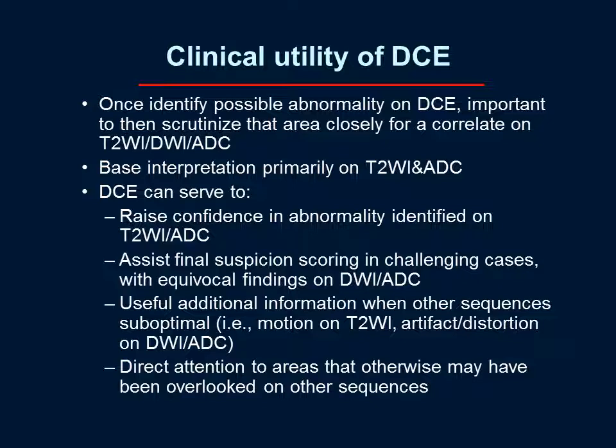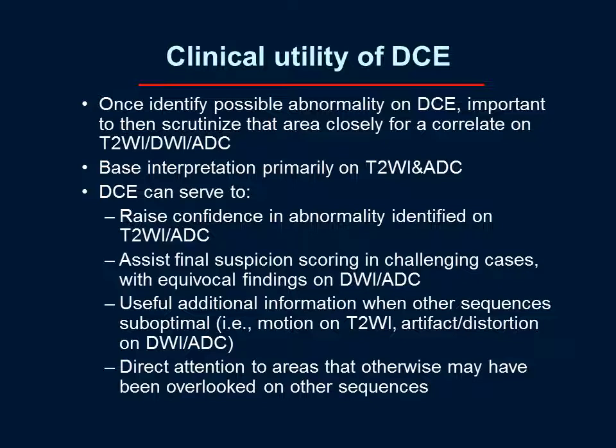In terms of the clinical utility of DCE, I think once we identify a positive abnormality in DCE, it's important to then scrutinize that area closely for a correlate on the other sequences. Nonetheless, we still base our interpretation primarily on what we do identify on T2 and diffusion.